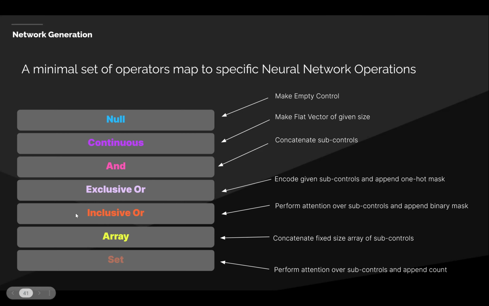We also have an inclusive OR. So this is where we're saying, okay, I might give this, or both of them, or neither of them. I'm going to give some sort of combination of these subcontrols. And for this, we have some attention mechanism. We also might have an array of controls. So we're just going to concatenate some sort of fixed sized array of the same type of control. Or we could have a set. So I could say, okay, I'm going to give you a set of positions. They don't have a particular order. I might give you 5, I might give you 10. And again, we can use attention to take this set and encode it as some vector we can pass on.